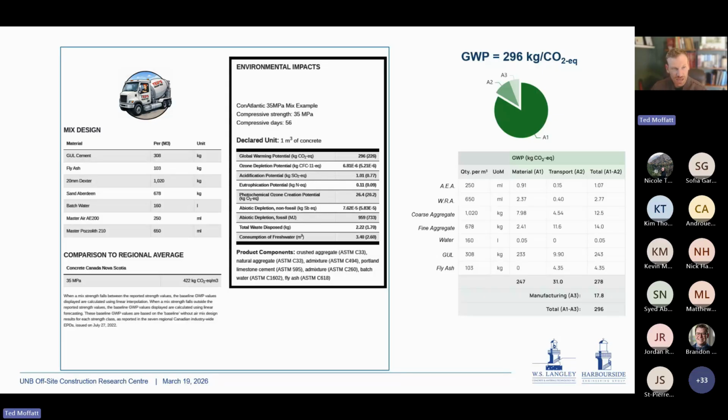So for this mix, Ted's Ready Mix, the mixture proportions that you would have seen, a GWP of 296. We'll talk about whether this 296 number is good or bad in a second. But this mix produces a GWP of 296. And the breakdown is material production, A1. If you look at all of these numbers, regardless if you know what they mean or not, you can see that the production of GUL is the largest number here. So if we can find ways to decrease the amount of GUL, perhaps increase the level of fly ash, for example, which has 0 because it's a byproduct of coal combustion, then we will decrease this GWP number.